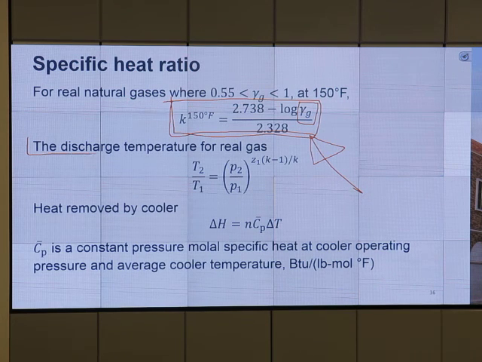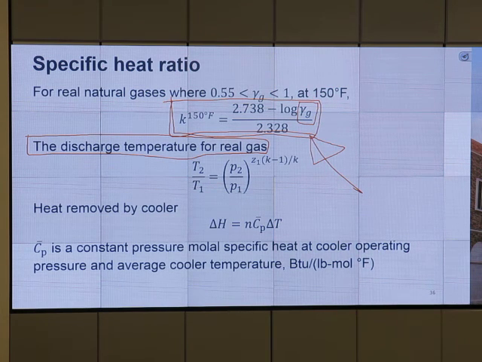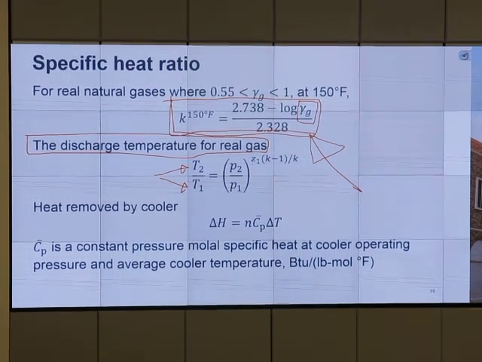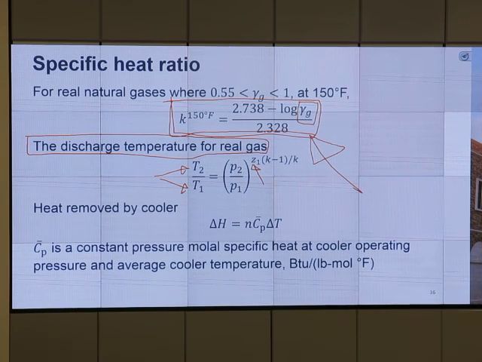Okay, next step is the discharge temperature. Previously, you can calculate what is the temperature after the compression. You can do T2 over T1, and this T has to be in Rankine, not Fahrenheit. T2 over T1 equals the ratio of the pressure to the power of the compressibility factor multiplied by K minus 1, divided by K. K can come from that thing, or you may say K equal to 1.4. K should be more than 1. If you assume K to be 1, that's wrong.